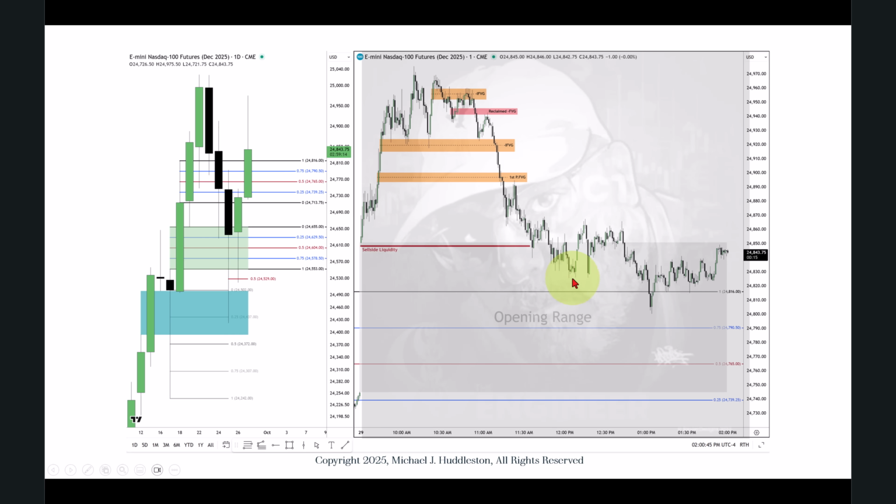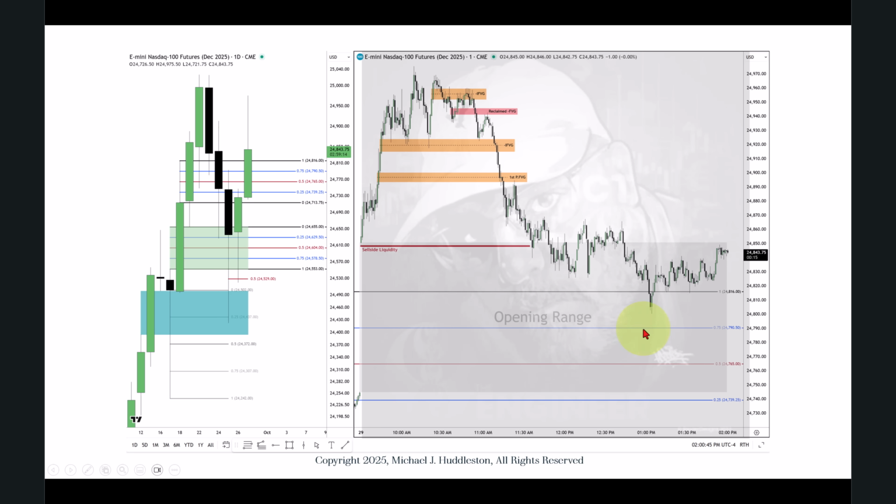It breaks lower, creates relative equal lows, relative equal highs. This bangs around a little bit in here, and then rips lower through the upper quadrant, falls short of the consequent encroachment of the opening range.